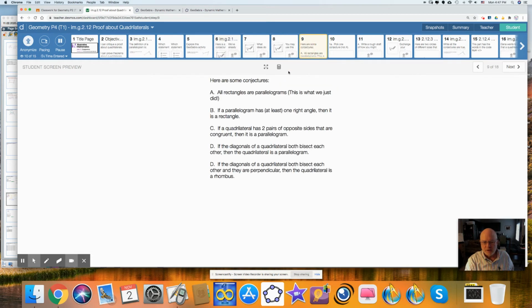And now we go to page 9. Here are some conjectures, the first one that I wrote.